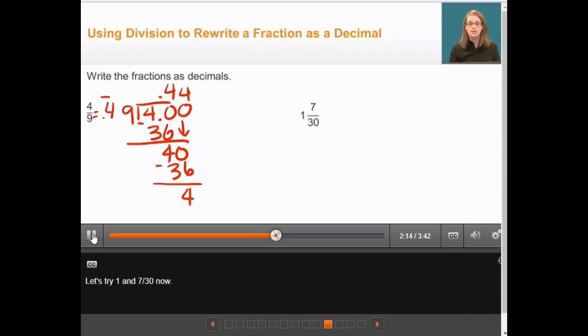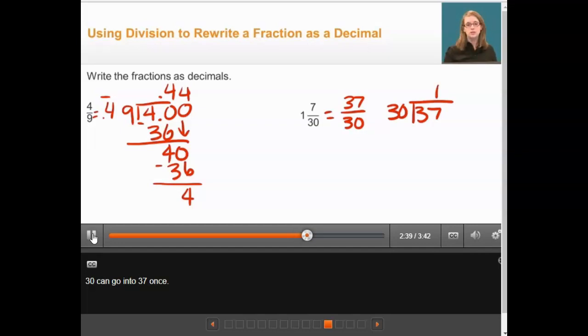Let's try 1 and 7/30 now. 1 and 7/30 is a mixed number. Let's make it into an improper fraction to get us started. 1 and 7/30 can be written as 37 over 30. Again, let's use long division to find our decimal number. 37 divided by 30. 30 can go into 37 once. 30 times 1 is 30, leaving us with 7 left over.